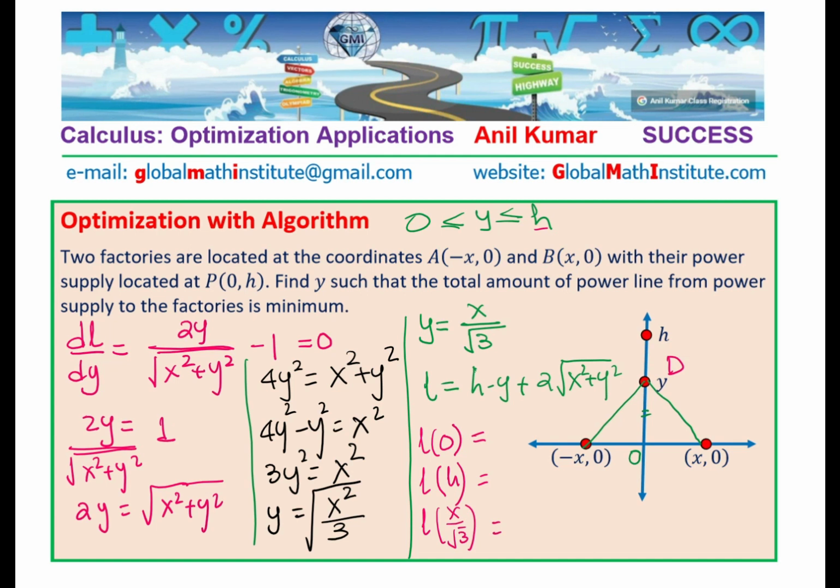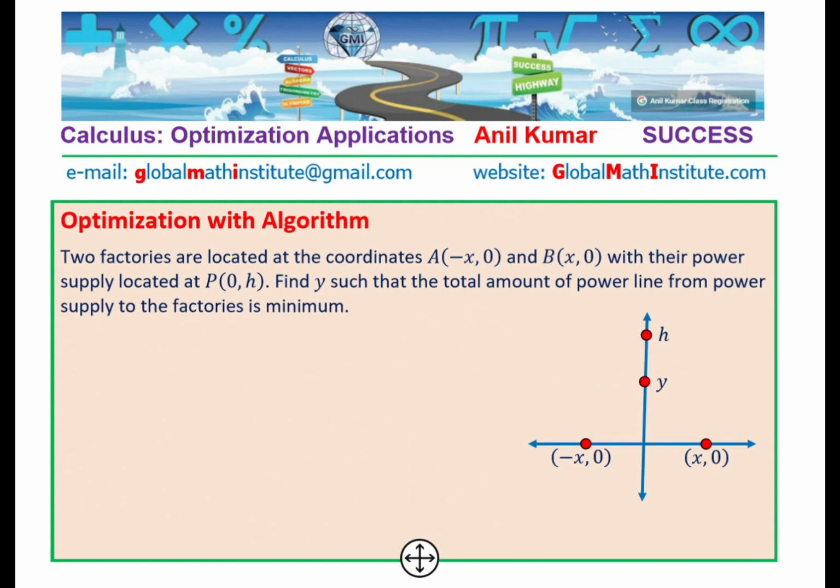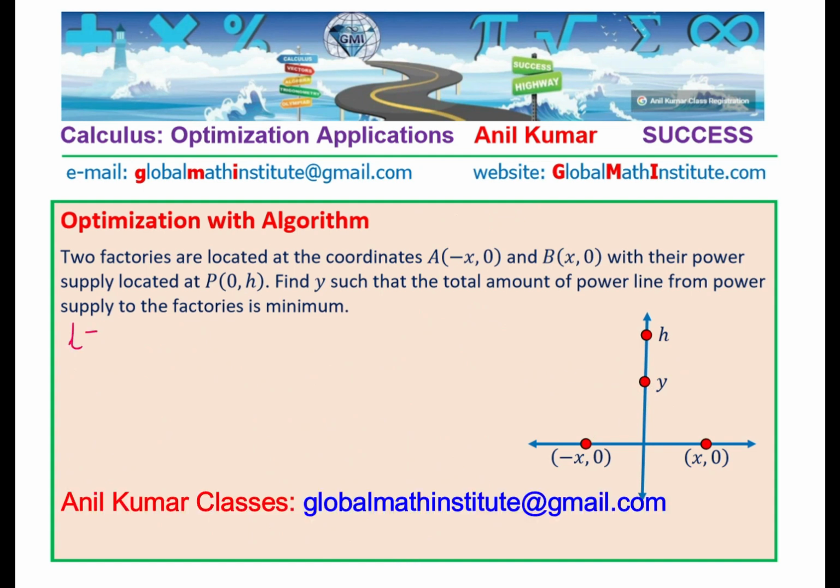So let's now use calculator or otherwise find the values, and the expression which we are going to check is this, right? This is length of the power line in terms of y. So it is h minus y plus 2 square root of x square plus y square. So let's now do it on a new page. So first value, we know L is h minus y plus 2 times square root of x square plus y square, correct?